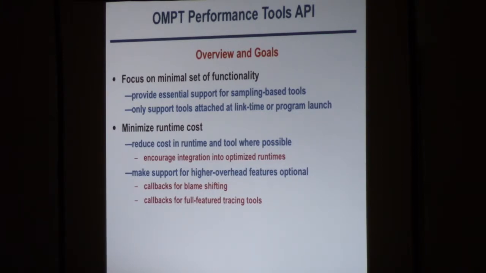The other point is that we want to minimize runtime costs, so we want to reduce the cost in the runtime and the tool where possible to encourage integration and optimize runtimes. And one way to do that is to make support for some of the higher overhead features optional. So there are some callbacks for this idea called blame shifting, which came from my research group, which I'll say a bit about. And then also callbacks for the full-featured tracing-based tools are optional as well.